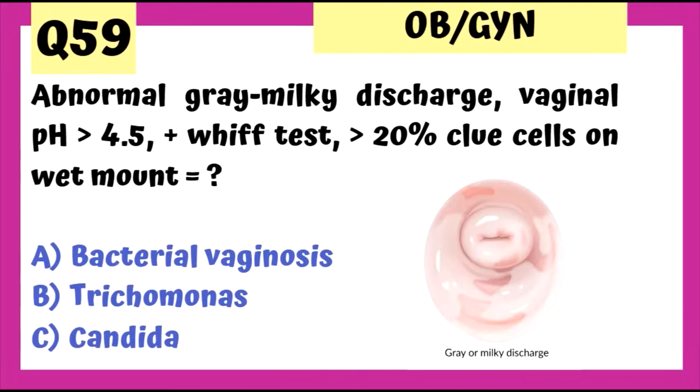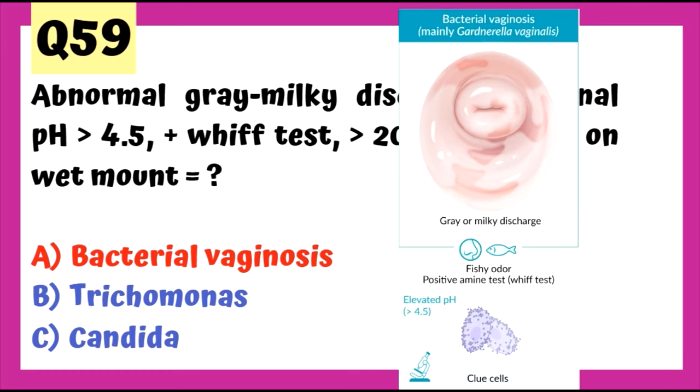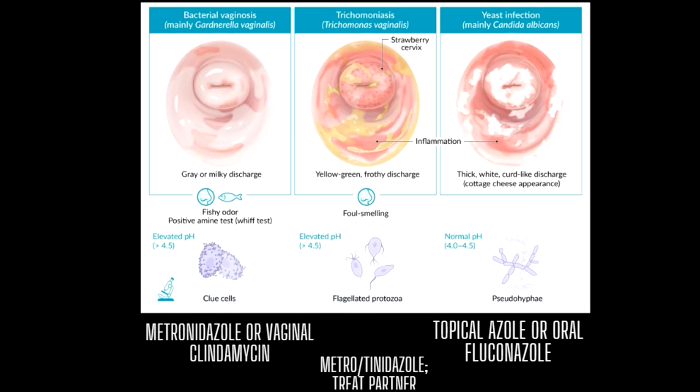Let's move on. Question 59, abnormal gray milky discharge, vaginal pH above 4.5, a positive whiff test, and more than 20% clue cells on wet mount. What is this seen in? Well, all you need is a whiff test, but all of these things point in the direction of bacterial vaginosis, where we'd see the gray milky discharge and treat with metronidazole or vaginal clindamycin.